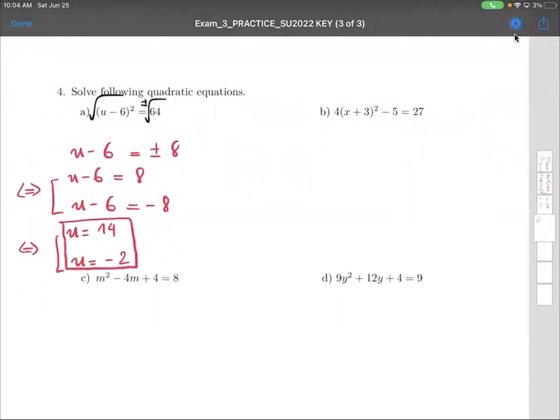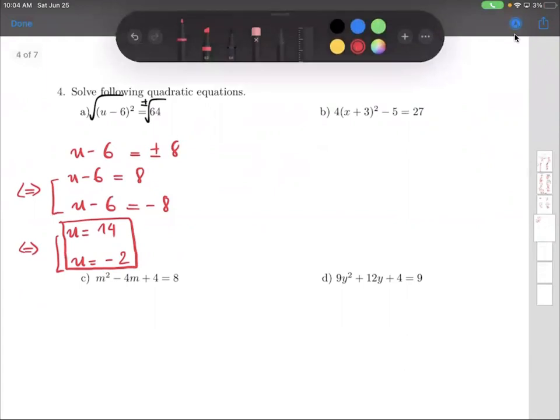You may check your answer. It's not required. It's good to check. It's not required, but make sure you check it for the sake of your exam.